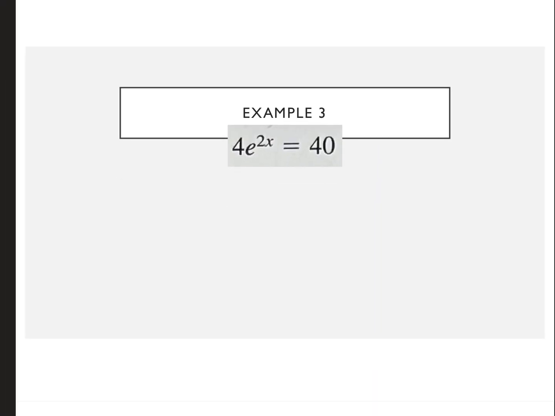Okay, now this is in base e, which means when I change it into log form, it's going to be natural log form, but that's okay. So I'm going to divide both sides by 4 because I'm trying to get the e by itself. So I have e to the 2x equals 10. I'm next going to write this in natural log form because my base is e. So the natural log, the base is e, you don't have to write that.